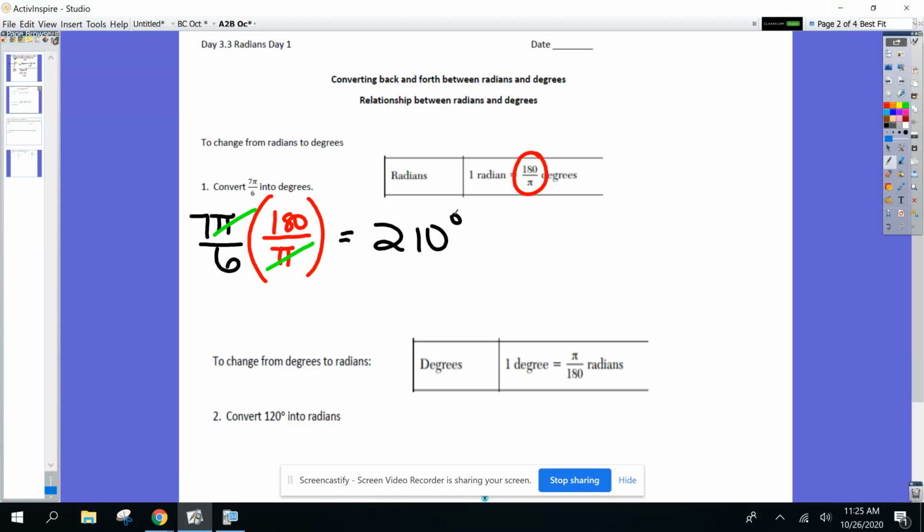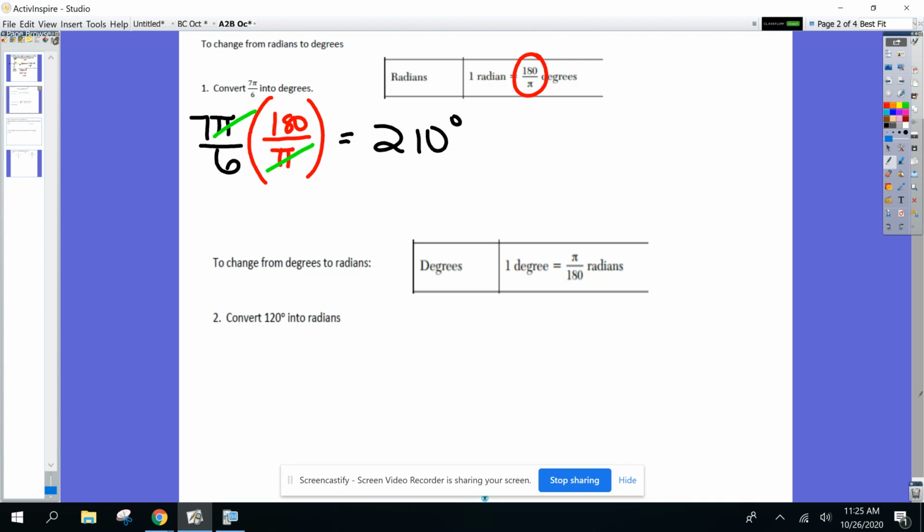Questions there? Okay. What if I wanted to go in the other direction now? So in number 2, it's 120 degrees. What if I wanted to go in the other direction and say, okay, kids, what would that be in radians now? How many radians is 120 degrees?